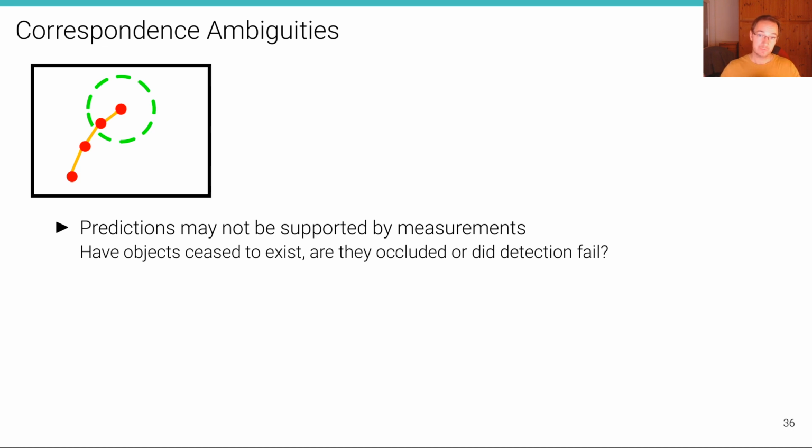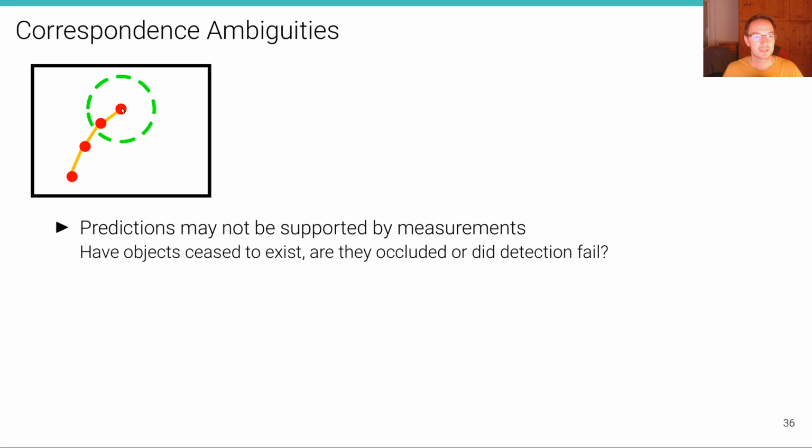Still, even having found a good association measure or learned a good feature representation, there are ambiguities. To illustrate the difficulties in finding the correct association, which is the focus of this unit, I want to show you some of the ambiguities that are present. For example, predictions may not be supported by measurements. And the question in this case is, have objects ceased to exist, or are they occluded, or did detection simply fail?